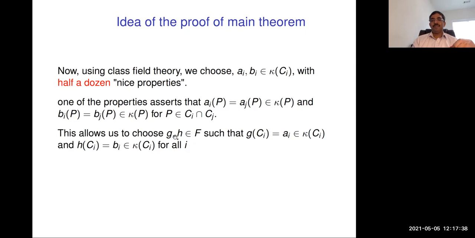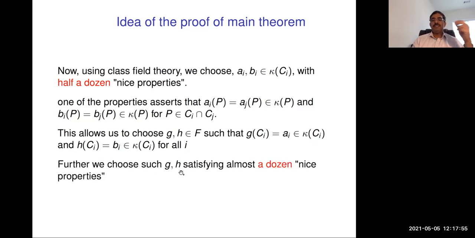So we choose some elements g, h in F such that g at C_i, so what is g at C_i? That means g is regular at this codimension one curve C_i, and its image in the residue field is a_i. And similarly for h. Further, we choose such g, h satisfying almost a dozen nice properties. So again, this g and h are not arbitrary choices, but we need some more, almost a dozen nice properties. Okay, so I'll come to that soon.